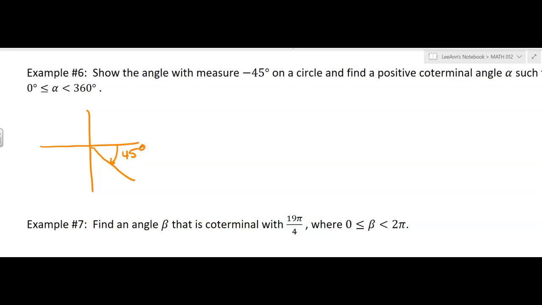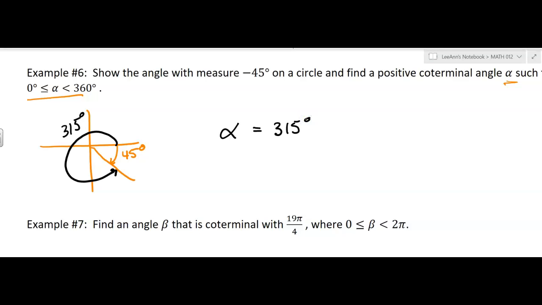Okay. And find a positive coterminal angle alpha, and it's got to be between 0 and 360. They want it to be positive, so we're going to go in the positive direction, from here around this way. It has to total up to 360, because it's a whole circle. So this is going to be 315 degrees. In this case, alpha is equal to 315 degrees.